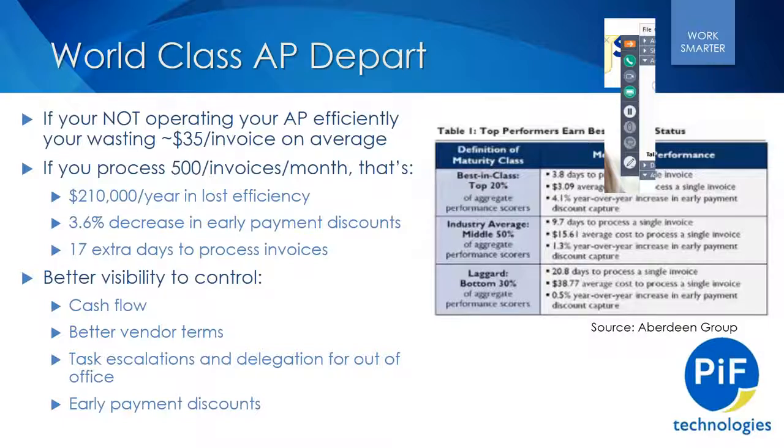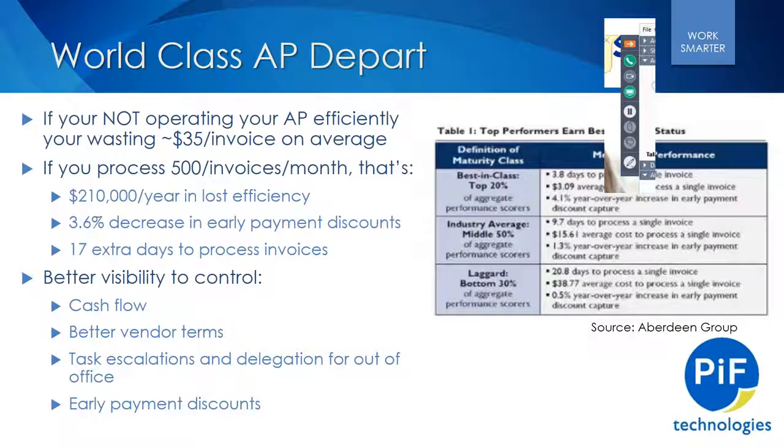You then look at the typical decrease in early payment discounts, and this generates about another $8,000 in missed early payment discounts per year. And certainly the longer it takes you to process those documents, one, it's harder to get better vendor terms, get early payment discounts, as well as the ability to control your cash.